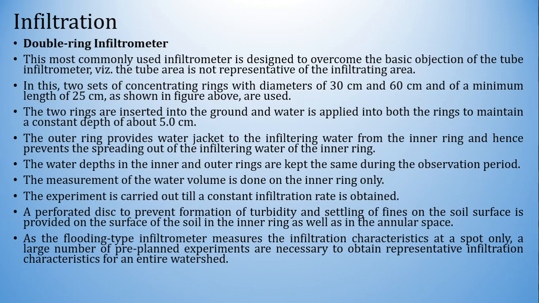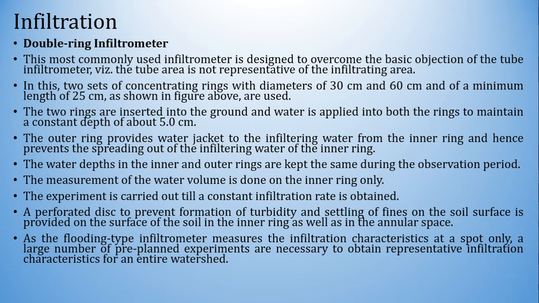So what is the double ring infiltrometer? This most commonly used infiltrometer is designed to overcome the basic objection of the tube infiltrometer, in which the tube area is not representative of the infiltrating area. In this, two sets of concentric rings with diameters of 30 cm and 60 cm and of a minimum length of 25 cm, as shown in the figure above, are used.